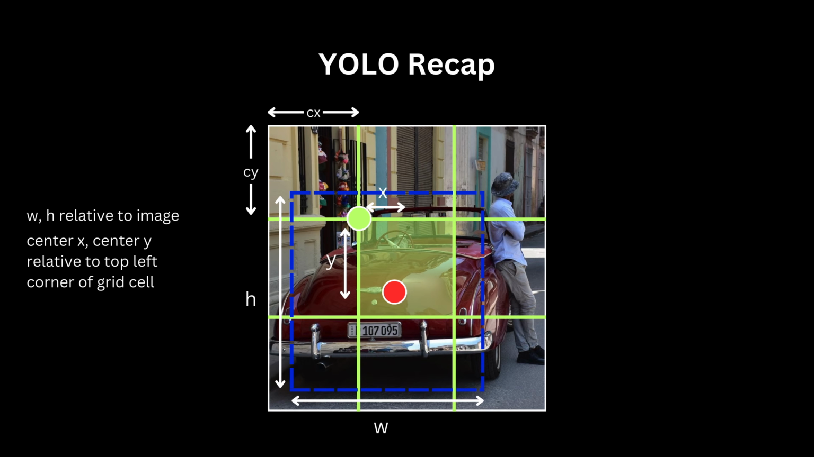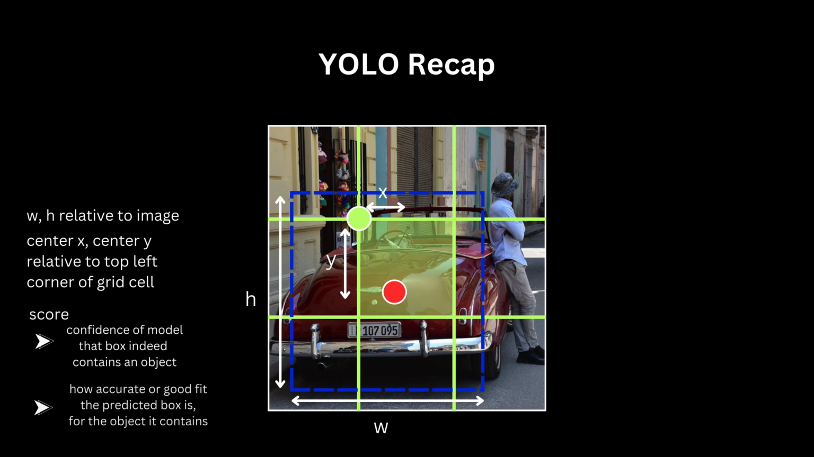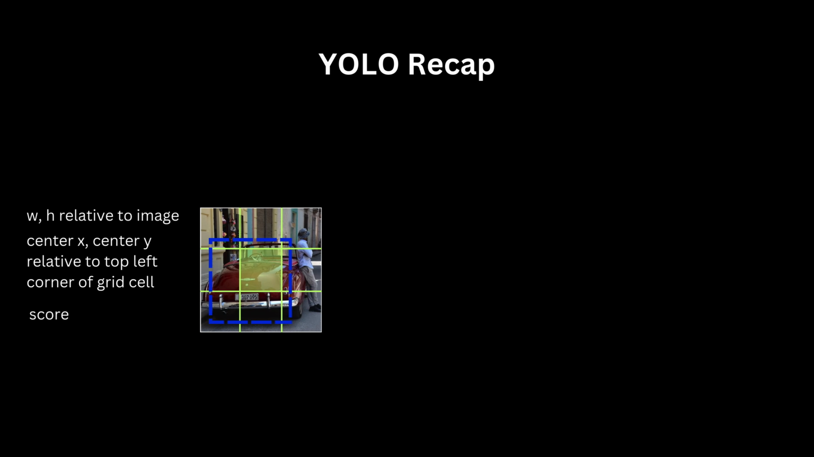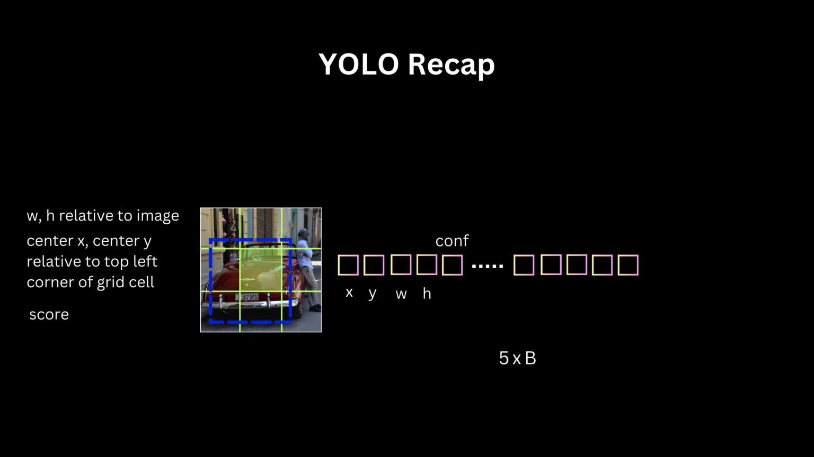Apart from these 4 localization parameters, YOLO predicts a confidence or objectness score, which captures how likely the box contains an object and also how good a fit this box is for the underlying object. And we had seen in the YOLO v1 video that during training, the objectness score target is the IOU between the predicted box and the ground truth box. Hence, for each box prediction, we end up having 5 parameters. And we have multiple box predictions per cell. Let's call that number B.